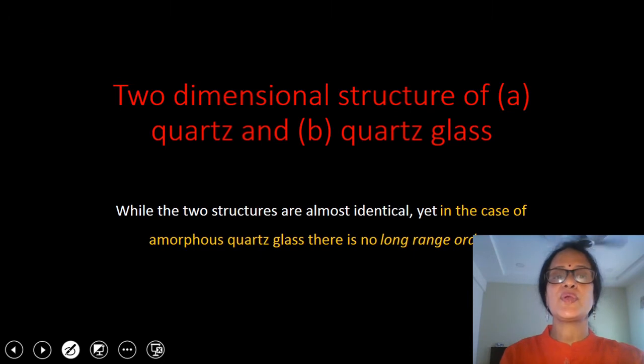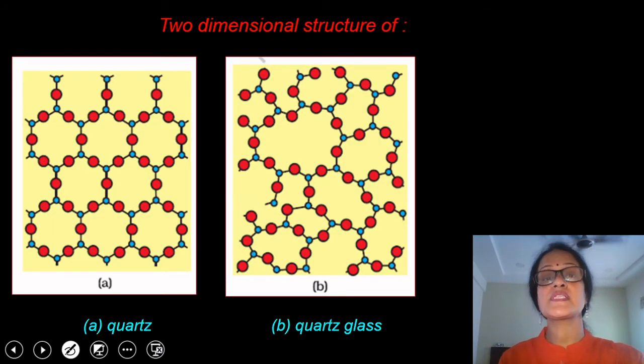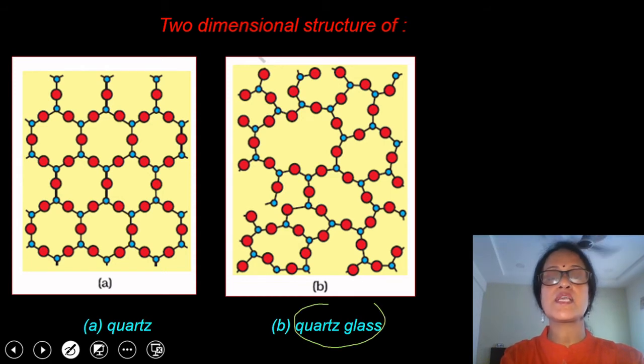Now we will see the two-dimensional structure of quartz, which is a crystalline solid, and quartz glass, which is an amorphous solid. Diagram A represents the arrangement of quartz, which is a crystalline solid, and diagram B represents the arrangement of quartz glass, which is an amorphous solid. If you look at these two structures, initially you may think that they are identical, but if you look carefully, you will find that the structure B, which is the structure of quartz glass, does not have long range order.